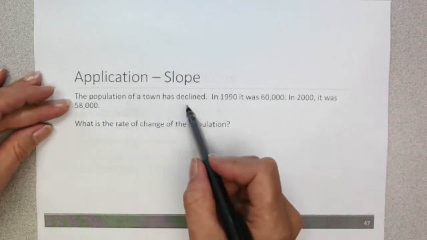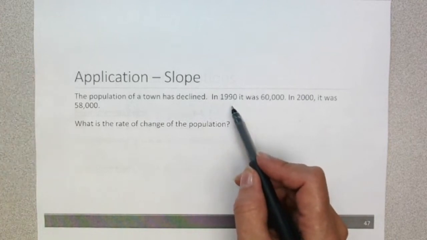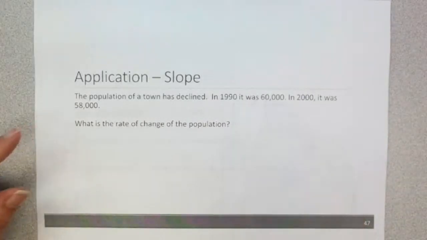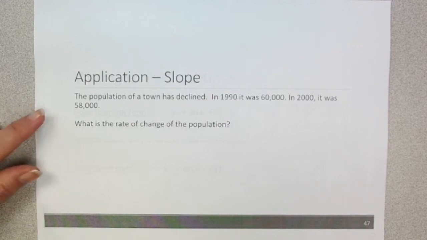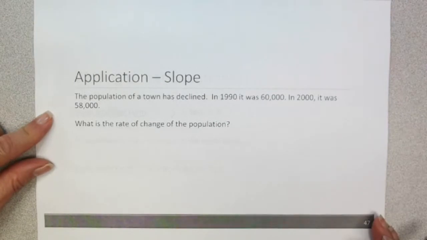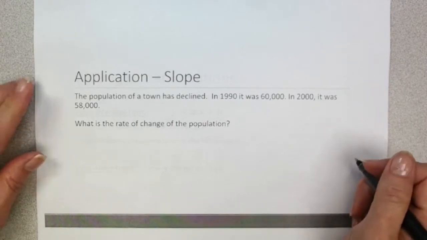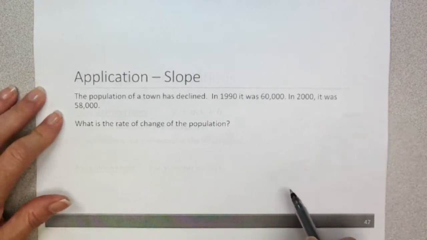Okay, here we have a town whose population is declining, or has declined. Back in 1990, the population of this town was 60,000 people. But by the year 2000, the population had declined to 58,000. Well, if you're the mayor of this town, you're very interested in that rate of change, aren't you? Because if that rate of change continues, eventually the town's going to have 0 people in it. And of course, it's going to affect the tax structure and everything else that depends on population.